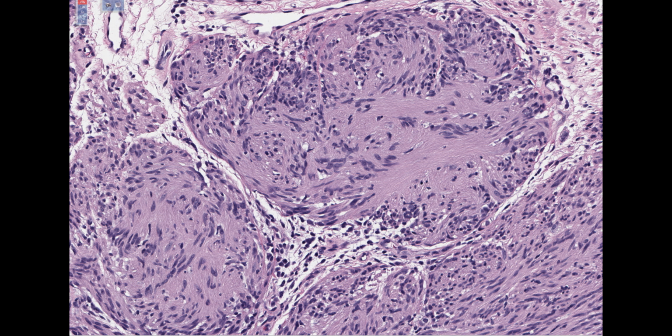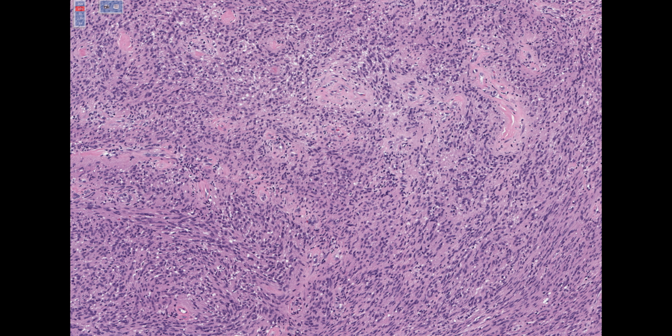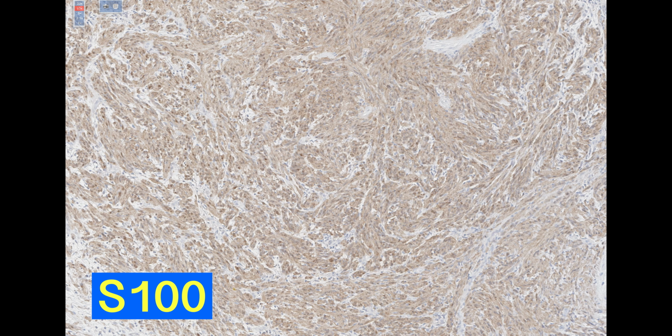Here, the palisading areas with parallel rows of cells with fibrillary processes in between, it's called Verocay bodies. Also the whorling, very characteristic of Antoni A areas. Here, some thickened hyalinized vessels in the Antoni A area, more characteristic in Antoni B pattern. The tumor is very well encapsulated, and it was apparently completely excised.